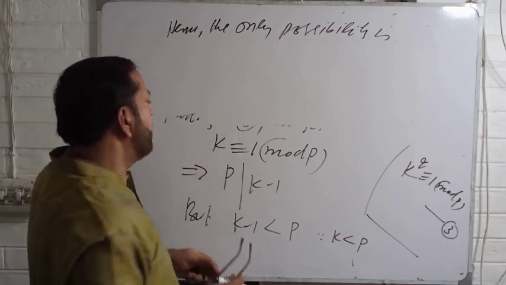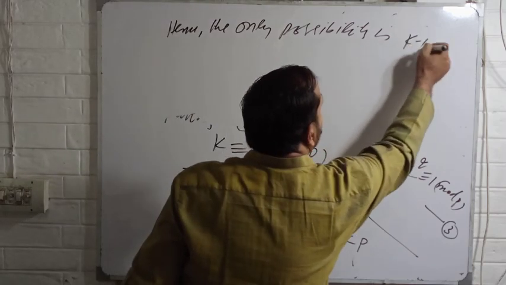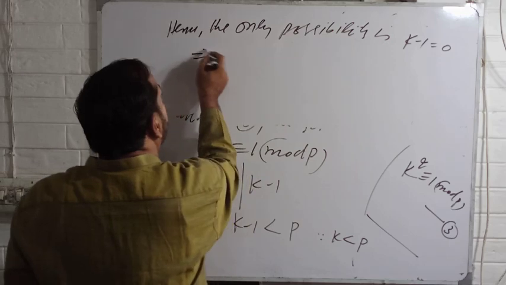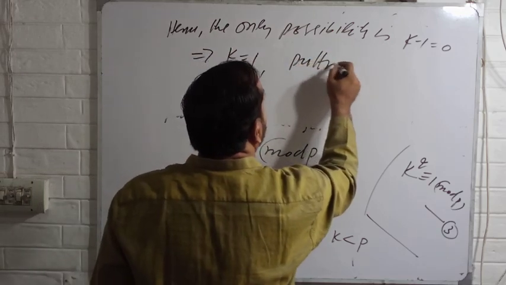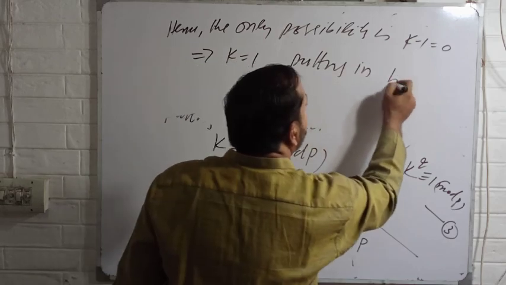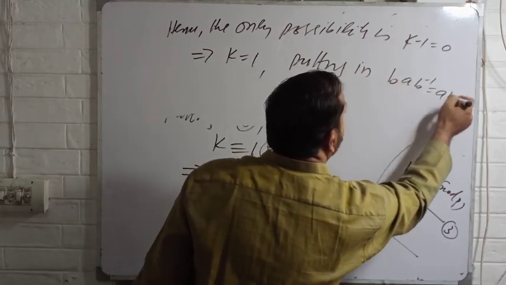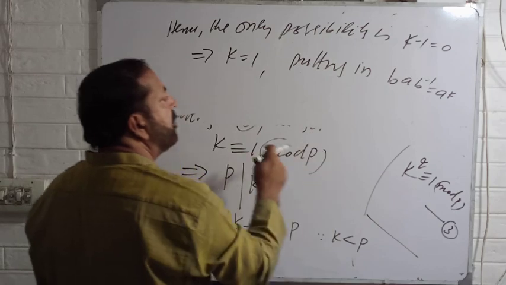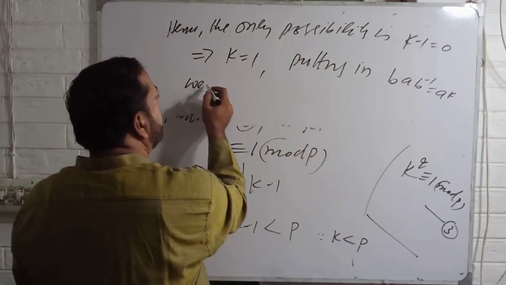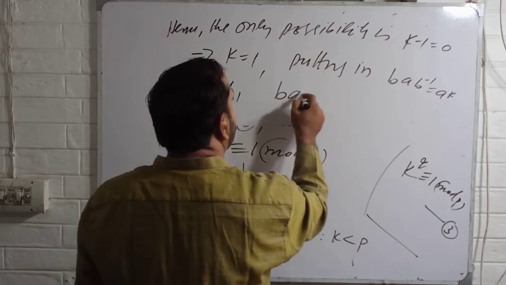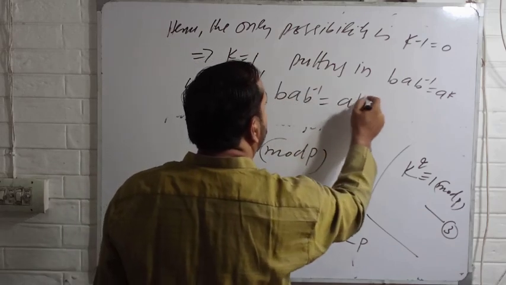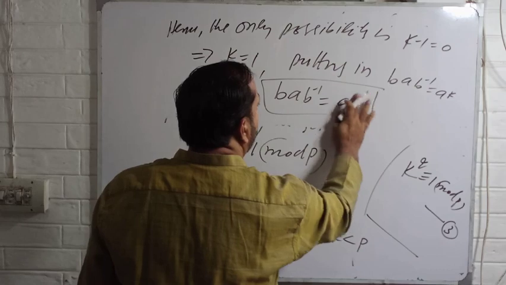Hence the only possibility is k minus 1 is equal to 0. So this implies k is equal to 1. So putting in, you have b inverse is equal to a^k. Put here, we get b inverse is equal to a^k, a power 1.